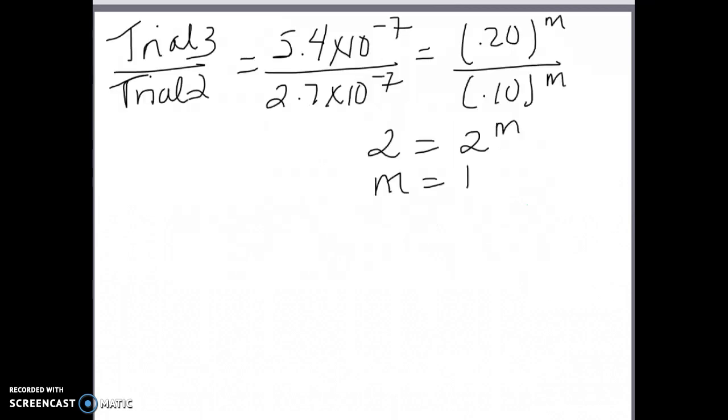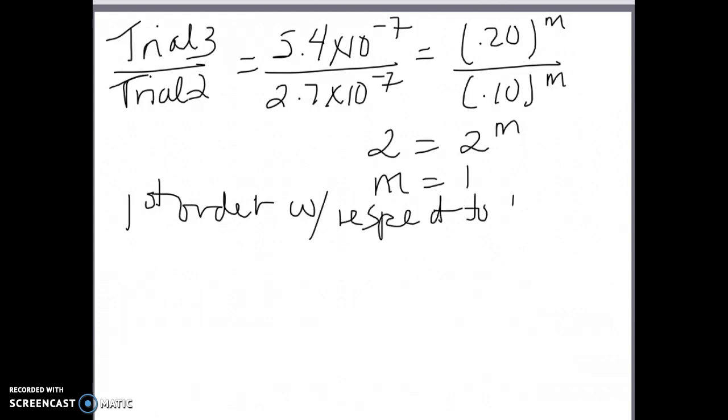Okay, so plugging in the data from trial 3 and comparing that to trial 2, we would get 5.4 times 10 to the negative 7, which would be the rate, over 2.7 times 10 to the negative 7 for trial 2. That is all going to equal 0.20 to the nth power over 0.10 to the nth power. When we simplify that, we get 2 equals 2 to the m, and m equals 1. So again, we would say this is first order with respect to the ammonium ion.